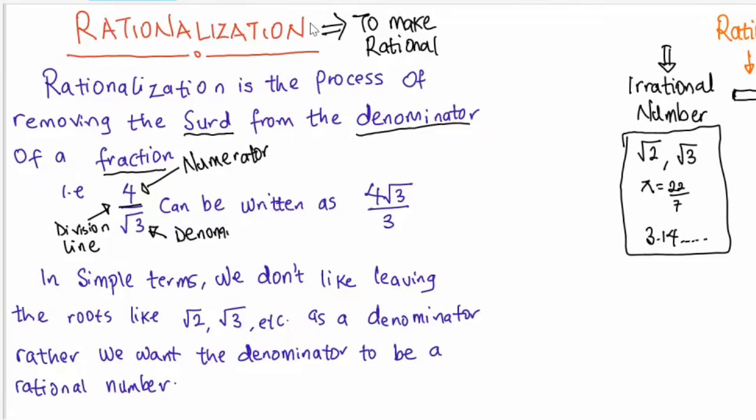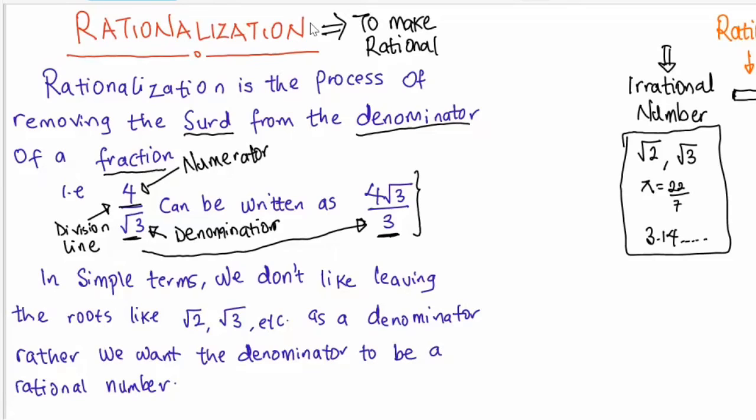denominator. So in essence, when we are rationalizing a surd, we are trying to remove any surd that is in the denominator from that denominator. So at the end of the day, we are going to have something like this, 4 root 3/3. And if you look at this expression, 3 is no longer a surd, it is now a rational number. So we have simply converted this irrational number to a rational number through some certain steps, which we are going to look at in the course of this video lesson.